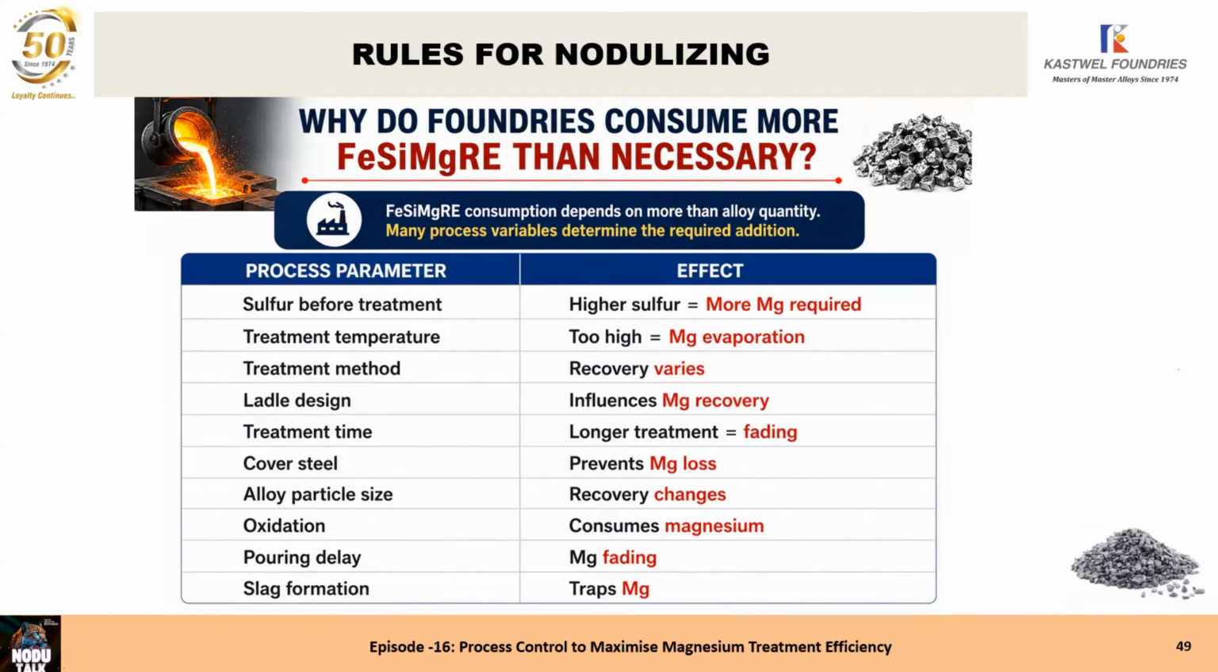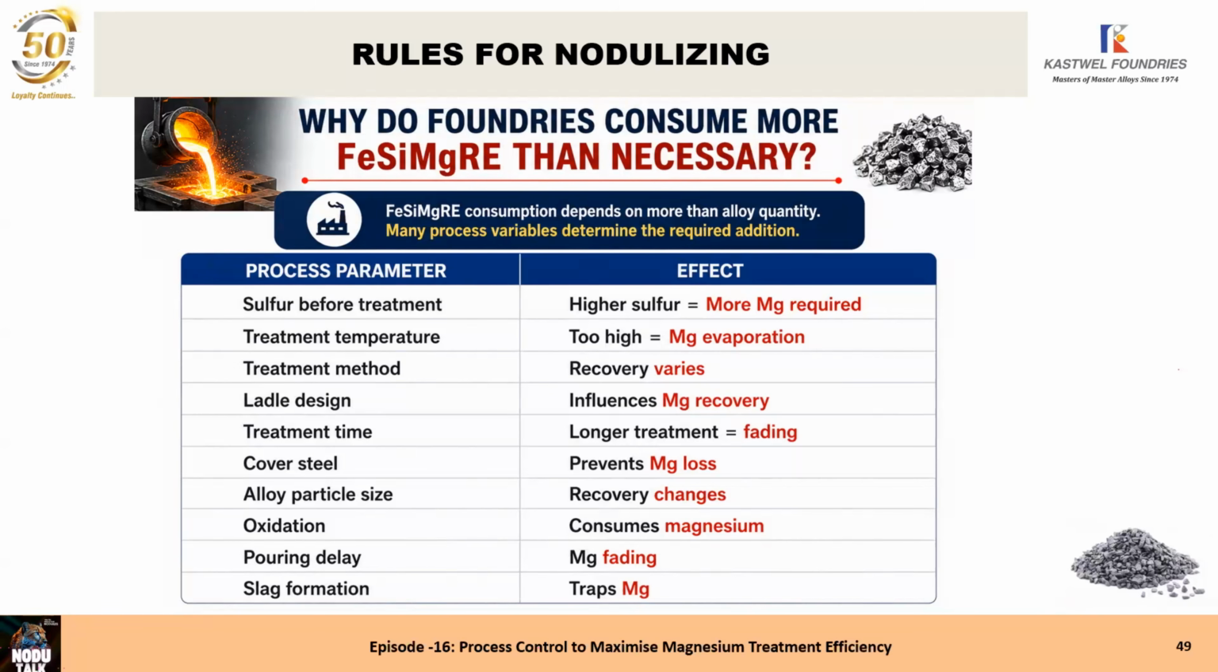Treatment temperature. If the treatment temperature is too high, you lose magnesium by evaporation. Normally, the ideal temperature of treatment should be between 1480 and 1520, depending upon the weight and how the temperature has been raised. Higher metal temperatures mean higher magnesium losses. Treatment method. There is a variation between the treatment methods, depending upon the open magnesium treatment method, sandwich method, conditioned method, or magnesium wire method.